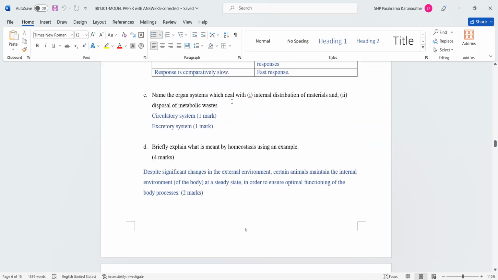Name the organ system which deals with 1. Internal distribution of material, and 2. Disposal of metabolic waste. Internal distribution of material is done by the circulatory system, or the blood vascular system.